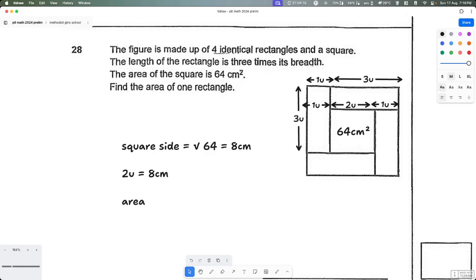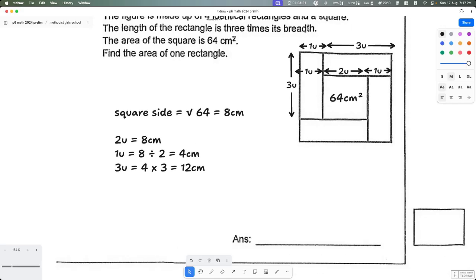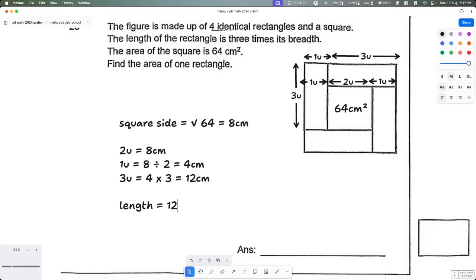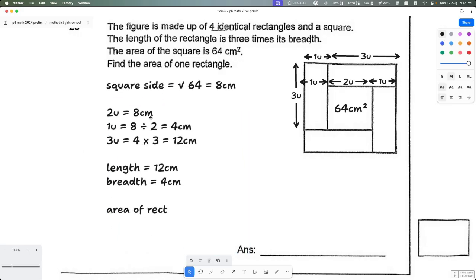So 1 unit is equal to 8 divided by 2, which is 4 centimeter. 3 units is equal to 4 times 3, which is equal to 12 centimeter. So that means length is equal to 12 centimeter. Breadth is equal to 4 centimeter. So area of rectangle is equal to 12 times 4, which is 48 centimeter square.